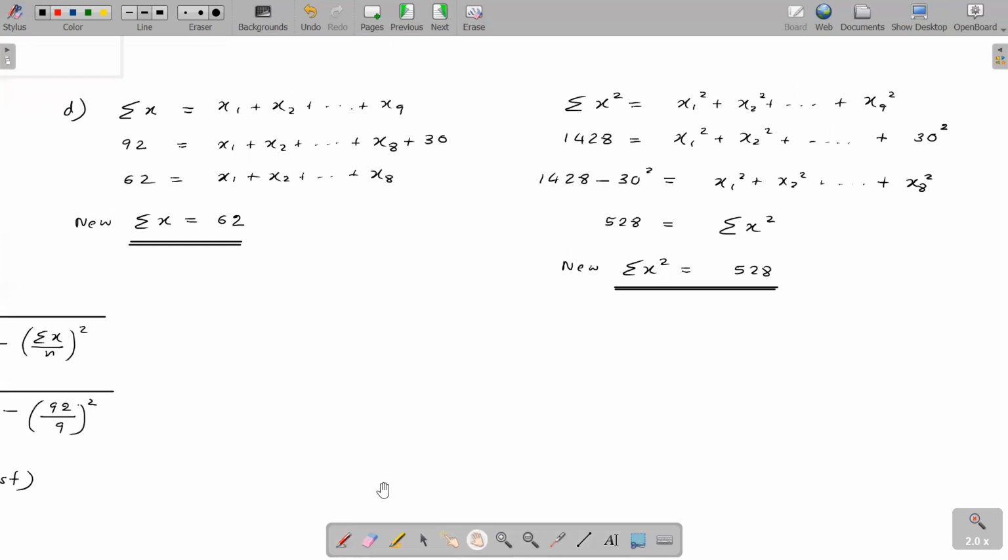Okay, so the question is to find the new mean and the new standard deviation. So new mean is sigma x over n. The new sigma x value is 62, and the n value is 8. Do you agree? How much is it? 62 divided by 8 is 7.75. That's the average age of the 8 children.